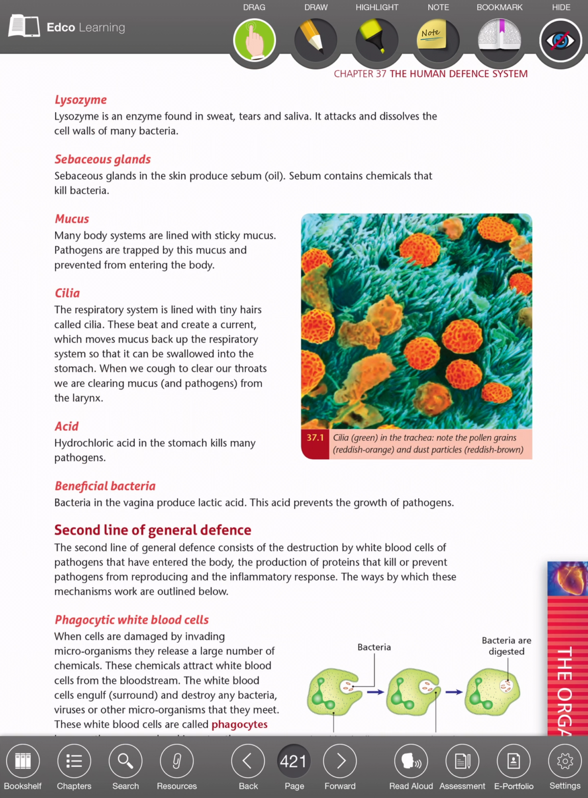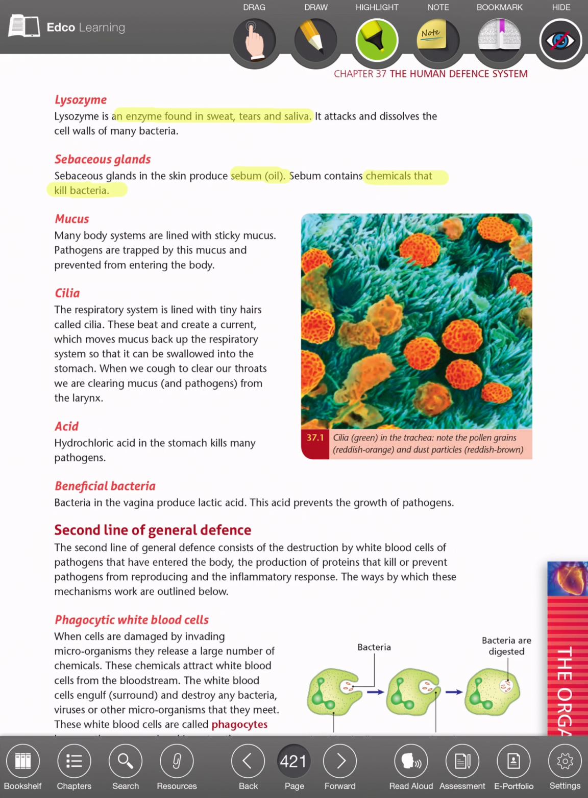Lysozymes are the next thing, and those are enzymes found in sweat, tears and saliva, and they attack and dissolve the cell walls of many bacteria. Your sebaceous glands produce sebum or oil in the skin, and that contains chemicals that kill bacteria. Okay, so your sebum is important. Mucus, so many body systems are lined with sticky mucus.